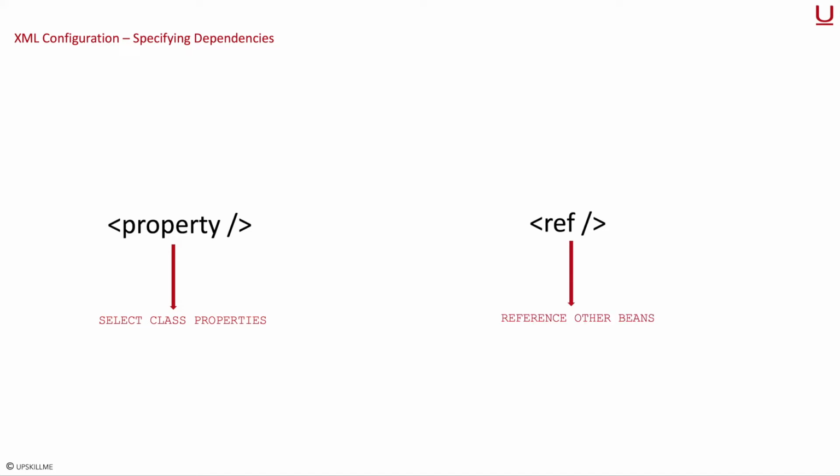Beans can specify dependencies on other beans using the property and ref elements. The property element is used to select a class property. The ref element is used to reference other beans from the Spring configuration metadata. Let us understand how to use property and ref elements with the help of an example.